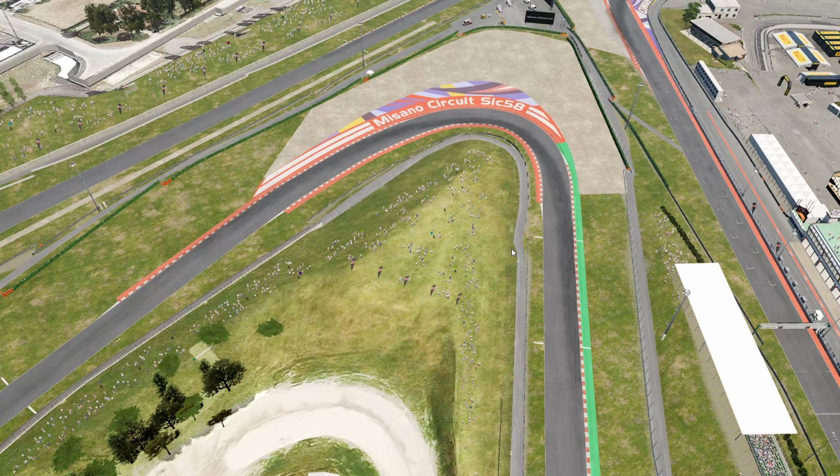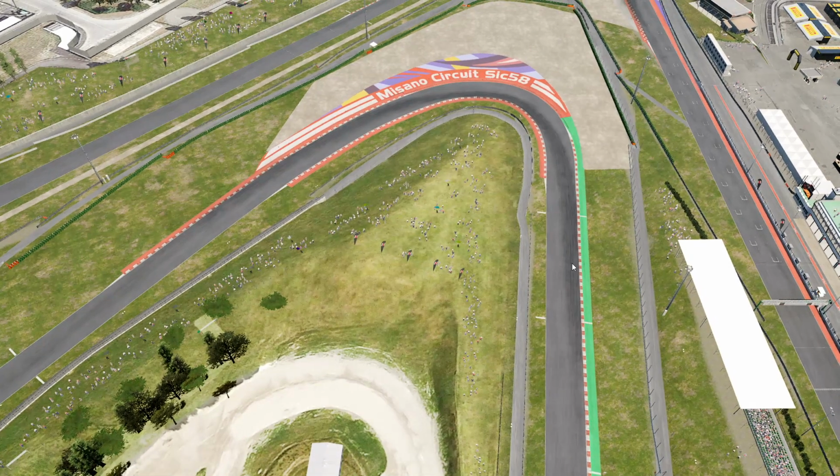What I think happens is that when we start attacking corners and we're just trying to brake later and later and later, we reach a point where we're like, well, I'm braking as late as I can.